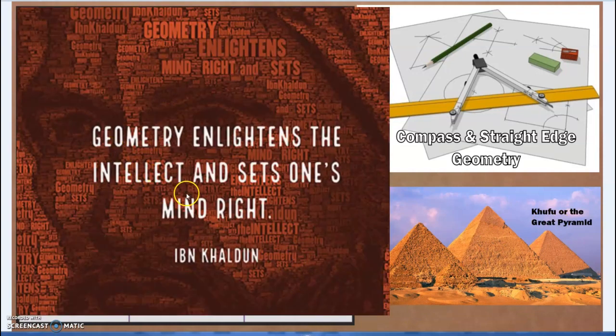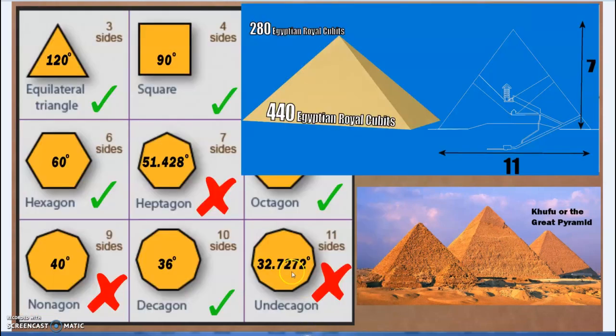Geometry enlightens the intellect and sets one's mind right. So the importance of geometry is that it's very rigid. The rules are universal. It's again one of these universal truths. It doesn't matter where you exist, anywhere in the universe, the laws will follow through. They're built into the very structure of the universe itself. And also it requires reasoning and logic to do it. You can't fudge geometry. And that's why it's considered one of the most important, or the basis fundamental sciences.